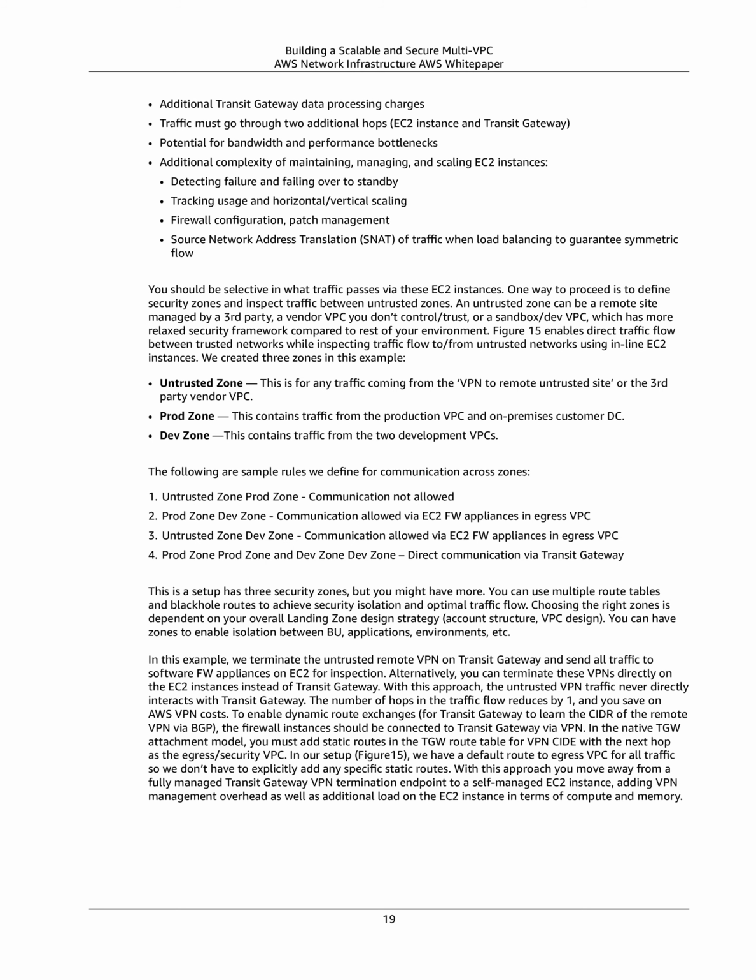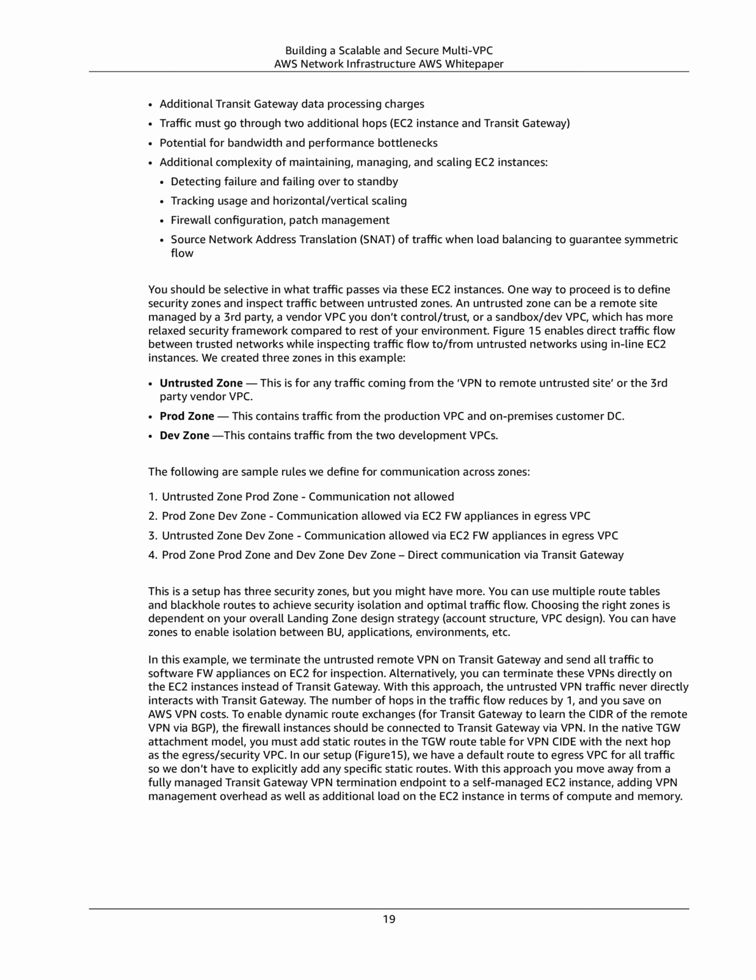One way to proceed is to define security zones and inspect traffic between untrusted zones. An untrusted zone can be a remote site managed by a third party, a vendor VPC you don't control/trust, or a sandbox/dev VPC, which has a more relaxed security framework compared to the rest of your environment. Figure 15 enables direct traffic flow between trusted networks while inspecting traffic flow to/from untrusted networks using inline EC2 instances. We created 3 zones in this example.